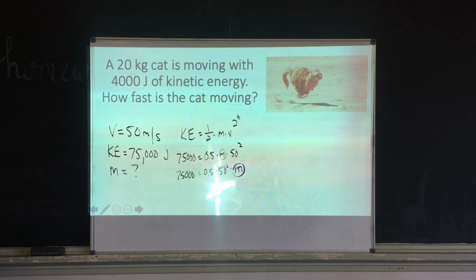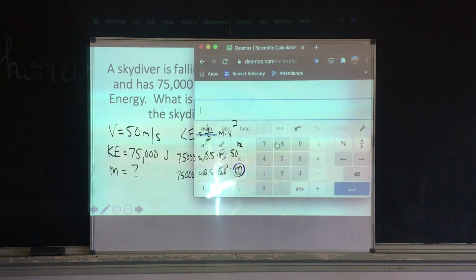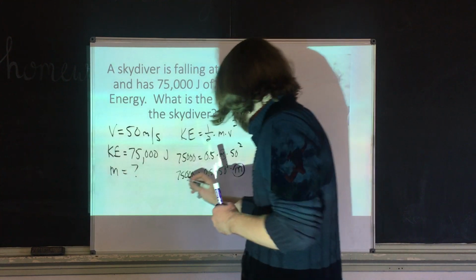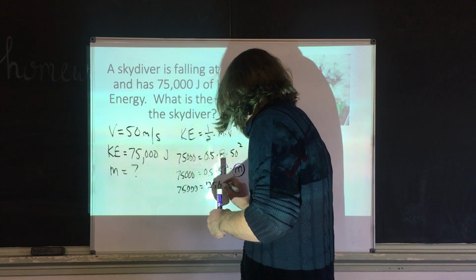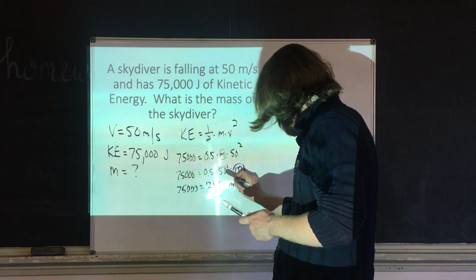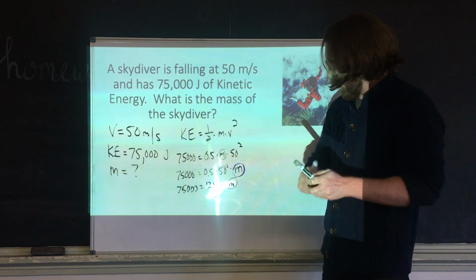Okay, so let me clear this. All right, so I have 0.5 times 50 squared, and our answer there is 1,250. So now what I have is 75,000 equals 1,250 times m. Doesn't this look a lot easier? Because I'm trying to get the mass by itself.